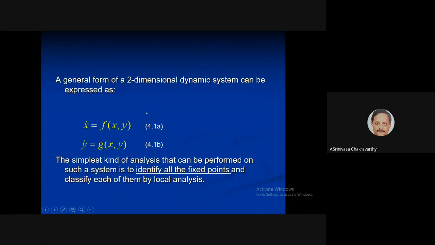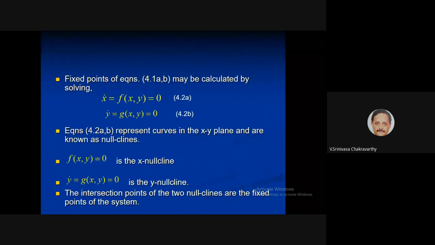The very first thing that you do is to identify all the fixed points and classify each of them by local analysis. Now, how do you find fixed points? What are fixed points? Fixed points are the points where x dot is equal to 0 and y dot is equal to 0, where the flow is 0. Since x dot is equal to f of x comma y, which is 0, and y dot is equal to g of x comma y, which is 0.